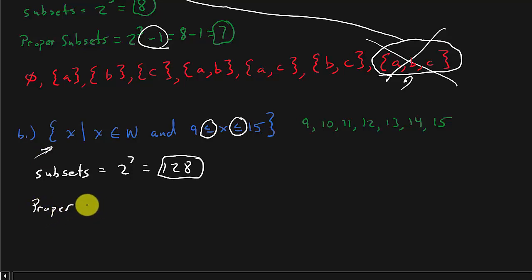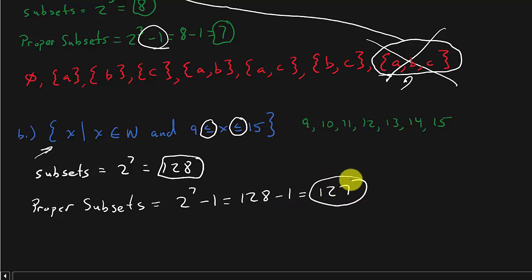And then we've got proper subsets. Well, that's what? 2 to the n, in this case n is 7, minus 1, which is 128 minus 1, which is 127. All right, so that's all of this video.